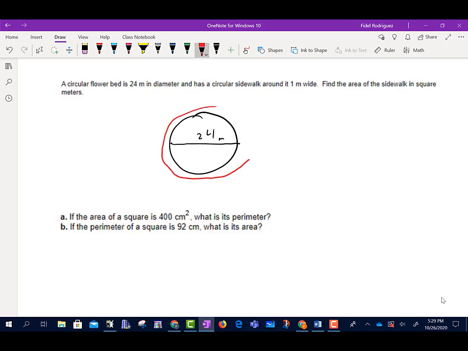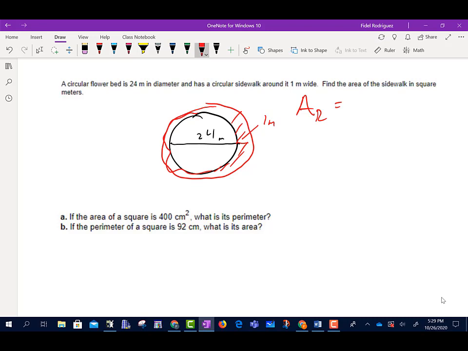So now we have a little bit of a bigger circle. I know it's a little ugly, but I'm doing this freehand, 1 meter. Find the area of the sidewalk in square meters. So we're looking for the area of this border. So we have 2 circles. We have the red circle. Let's find the area of the red circle.